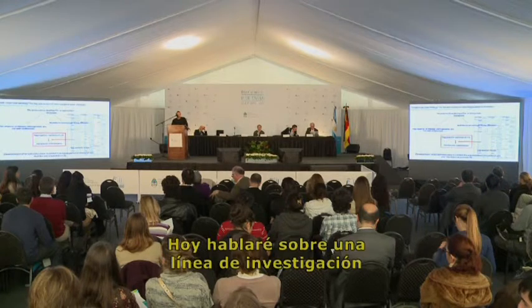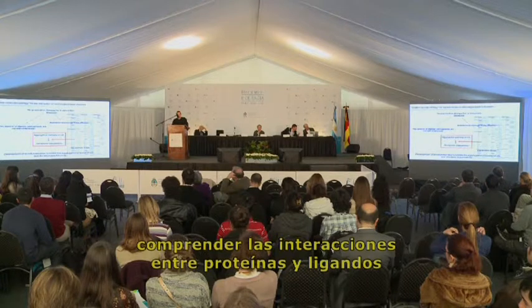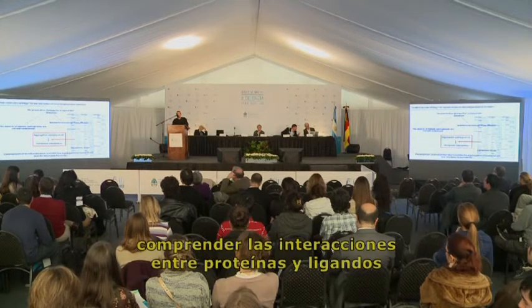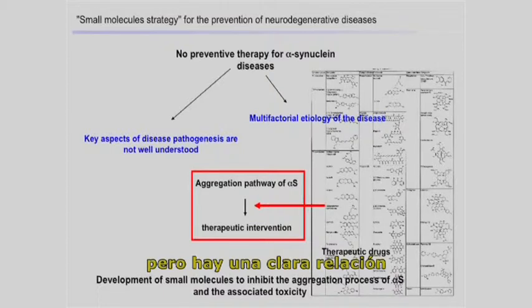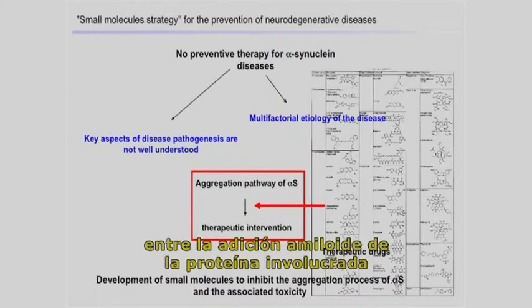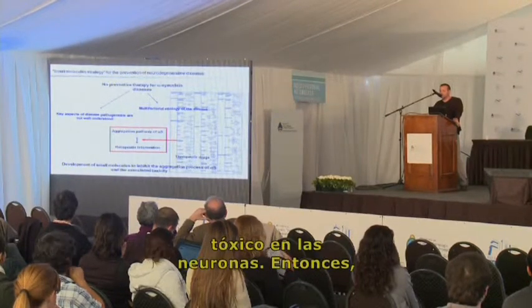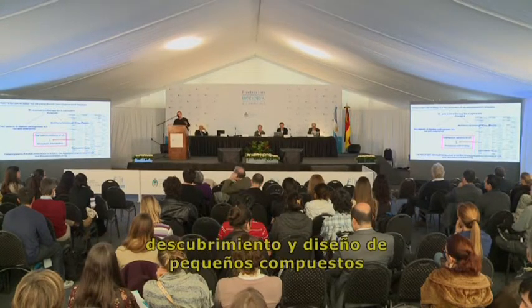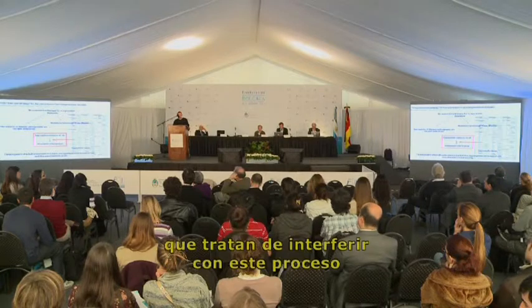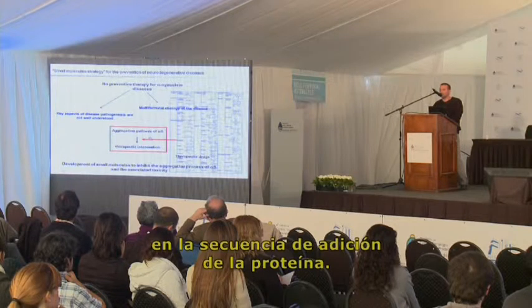I will talk today about a research line in my group that works on trying to understand protein-ligand interactions. As you can see, there are key aspects of these diseases that are not well understood. But there is a clear relationship between the amyloid aggregation of the proteins involved in neurodegeneration and the toxic effect on neurons. So there is a strategy that involves the discovery and design of small compounds that try to interfere with this process in the aggregation pathway of the protein.